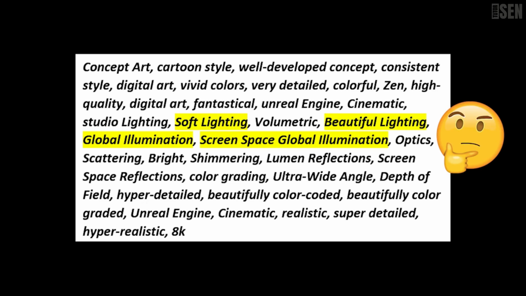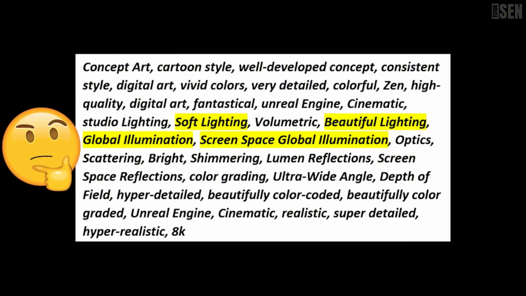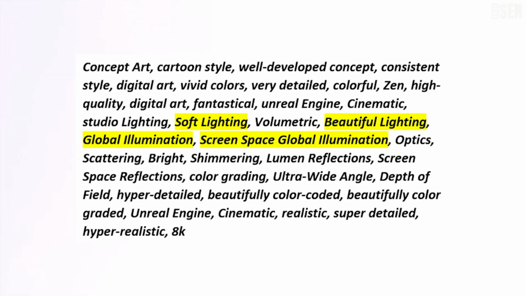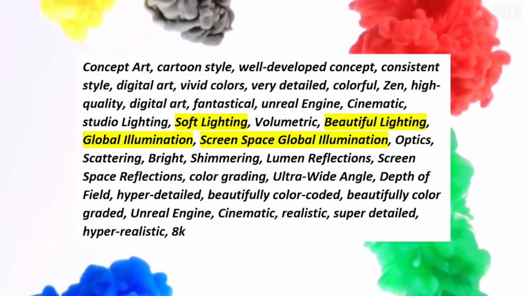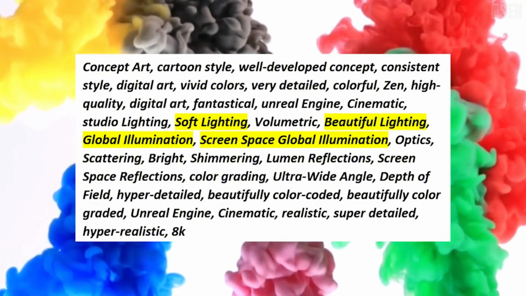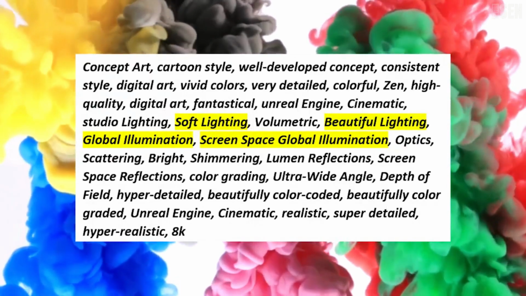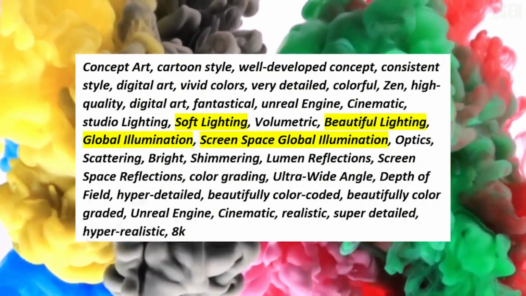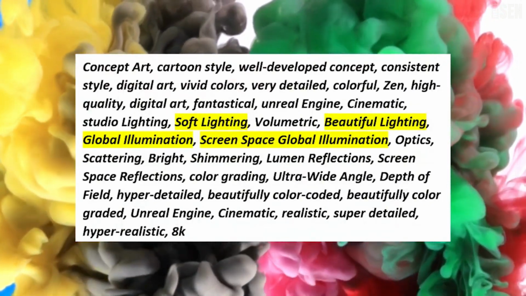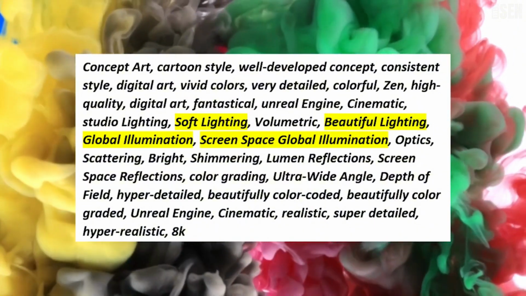Wait a minute, June. How can you have soft lighting and then have beautiful lighting in the same image? Or if you already have global illumination, how can you have another screen space global illumination descriptor in the same image? Well, what I found out is this list, even though it's long, allows the AI to choose between both. So if you're not married to one technique or style, you can have AI mix and match them to come up with all different kinds of unique looking images.